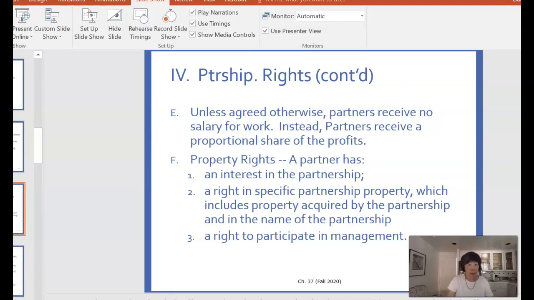All right, now, partners take no salary for their work. So unless they've made an agreement among themselves that a partner will receive compensation for work done on behalf of the partnership, the only monetary payment that a partner will receive will be their share of the profits when it's decided to pay out the profits.